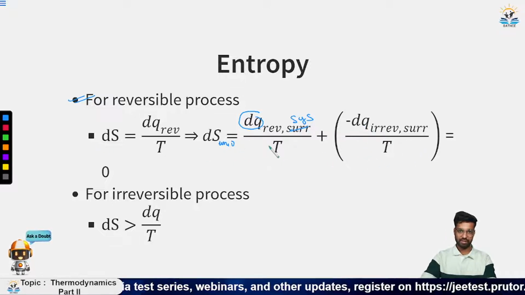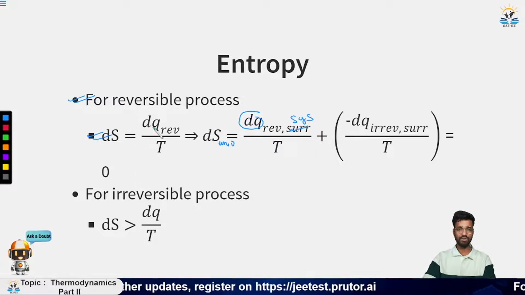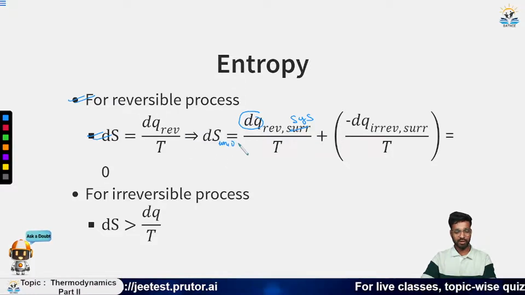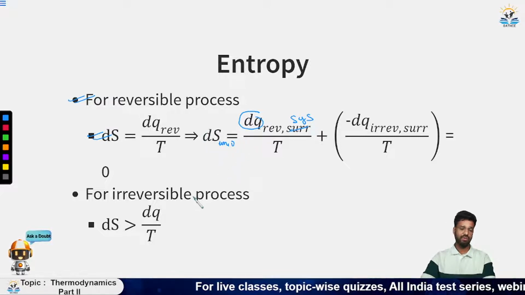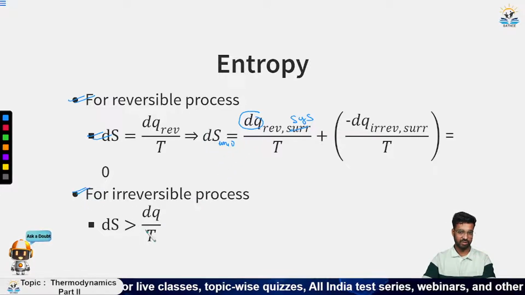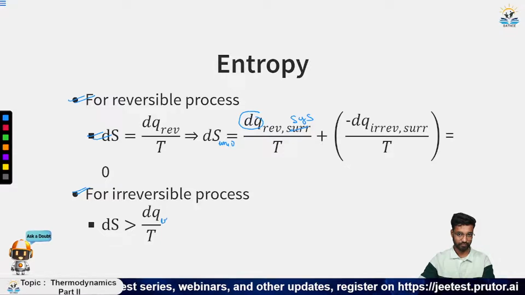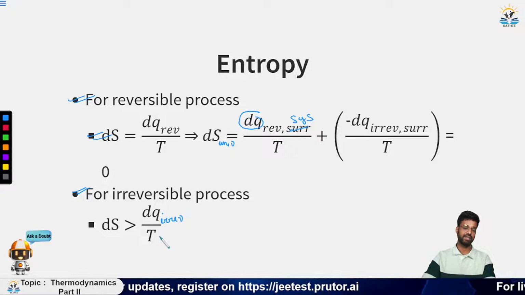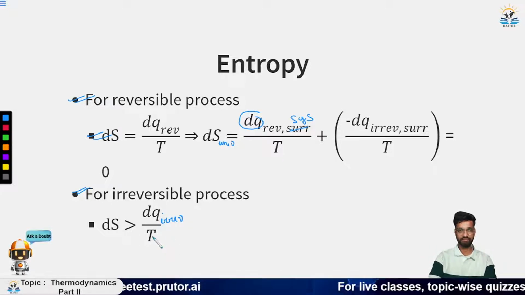Now, since it has opposite sign, both will cancel each other. So for a reversible process, you can always say that the overall entropy change, or the entropy change for the whole universe, will remain constant. Whereas for an irreversible process, it will always be greater than dS. So dq irreversible by T is always greater than dS.